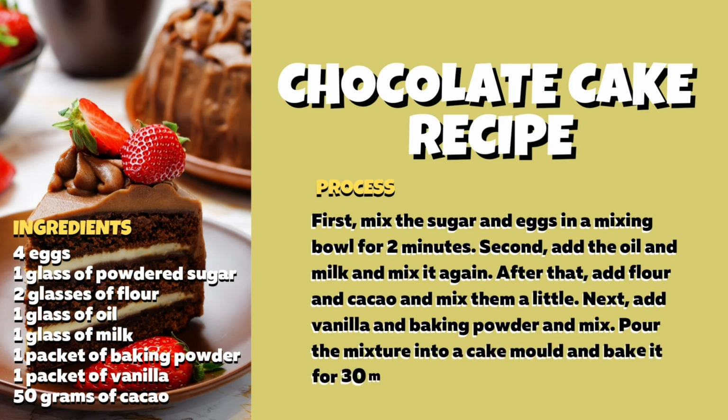Process: first, mix the sugar and eggs in a mixing bowl for 2 minutes. Second, add the oil and milk and mix it again. After that, add flour and cacao and mix them a little. Next, add vanilla and baking powder and mix. Pour the mixture into a cake mold and bake it for 30 minutes at 180 degrees. Bon appetit!